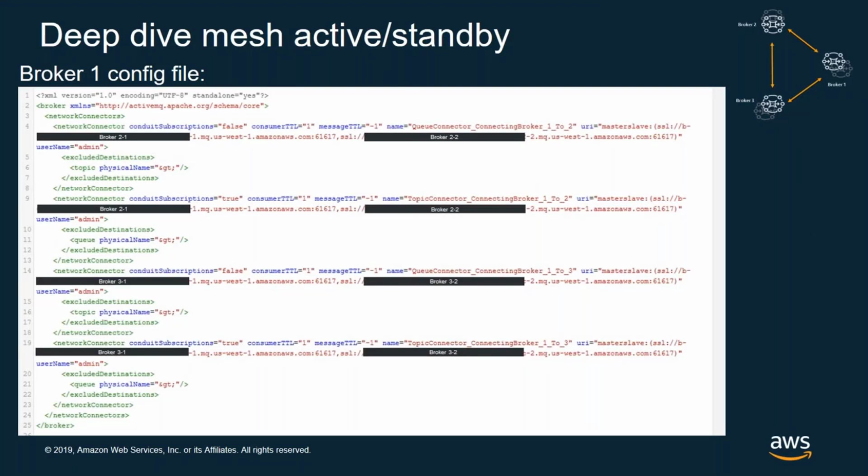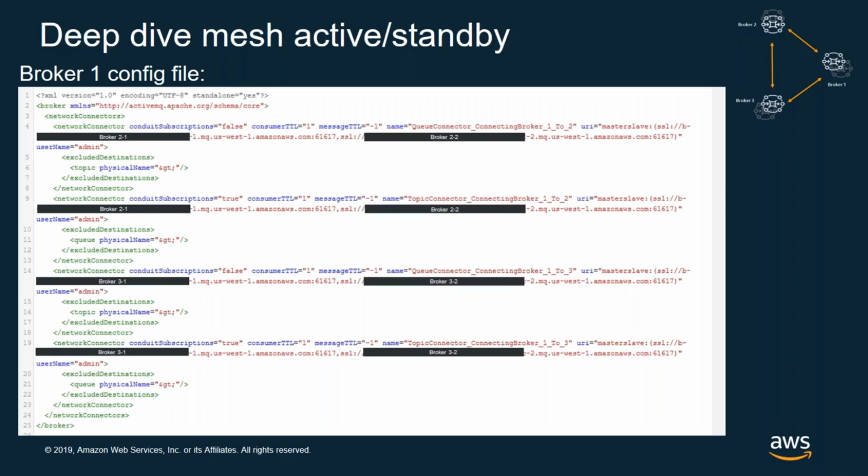Finally, let's deep dive into one of these configuration files. Here, I'm looking at the configuration of a relatively complex network, the active standby mesh that we see in the top right. This is the configuration of broker one. And if you look here, you'll notice there are actually 4 lines. 2 network connectors are defined for each of the connections from broker 1 to broker 2 and broker 1 to broker 3. And here we actually use 2 separate connectors for topics and queues.